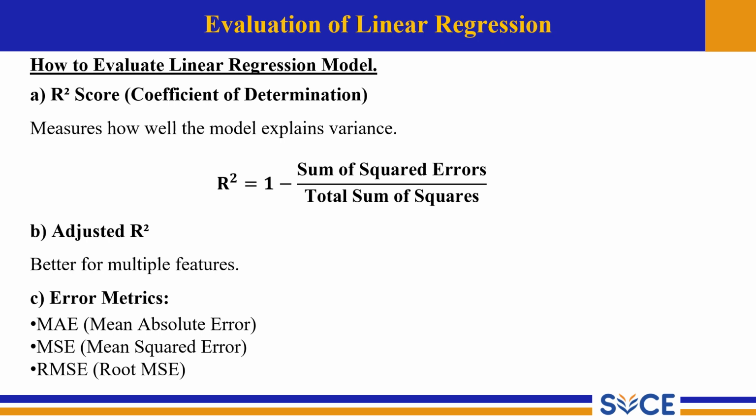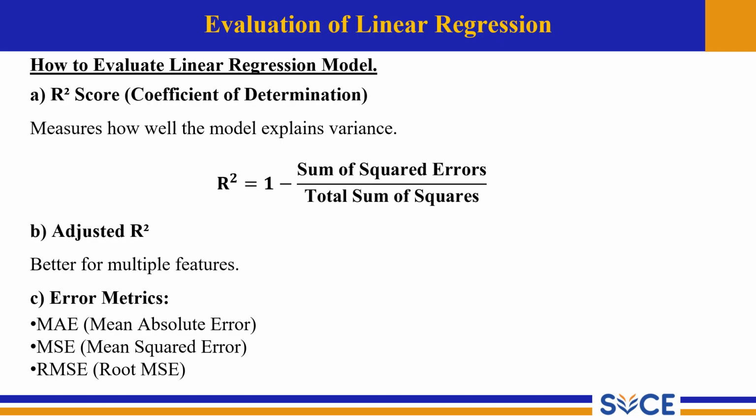So the second metric is adjusted R-square. While R-square works well for simple data sets, it can be misleading when we add more features. Adjusted R-square solves this by penalizing the model for unnecessary predictors. This makes it a more reliable metric for evaluating models with multiple input variables.